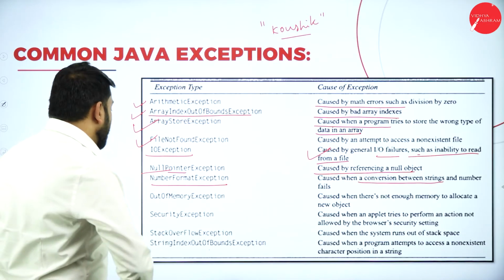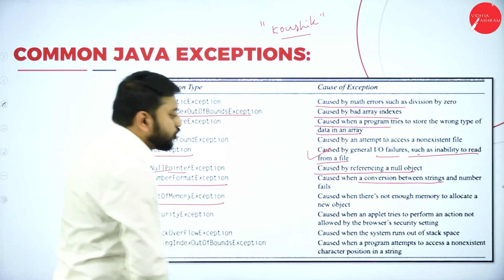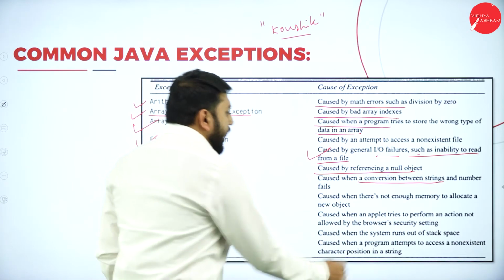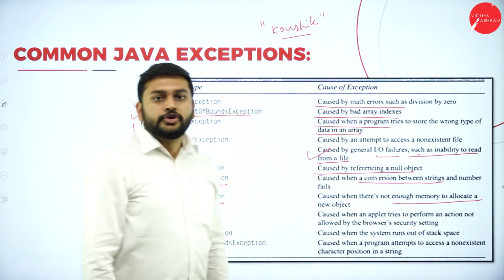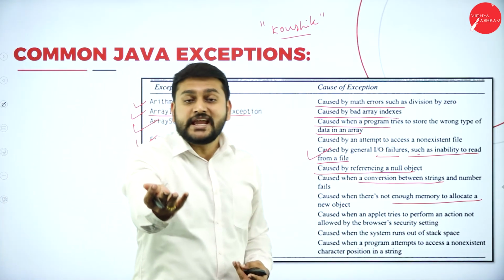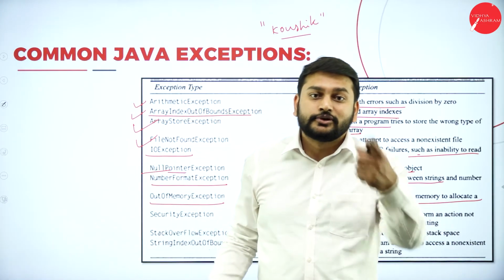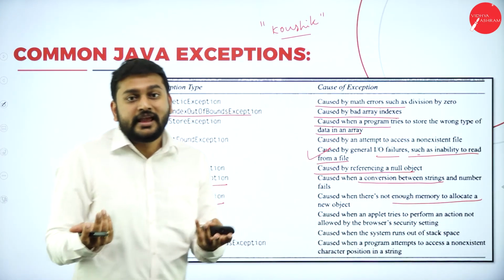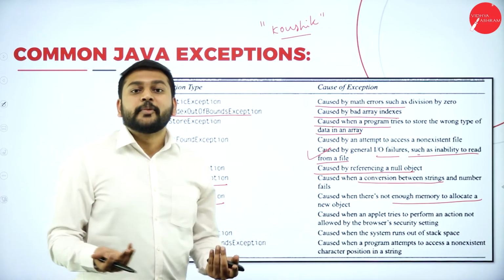Moving forward to the next one, OutOfMemoryException. It is caused when there is not enough memory to allocate. You're asking me to give you a treat, but I don't have money. At that point of time, you will get a no-money exception, right? The same way, a memory exception.